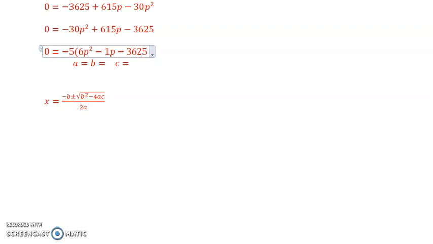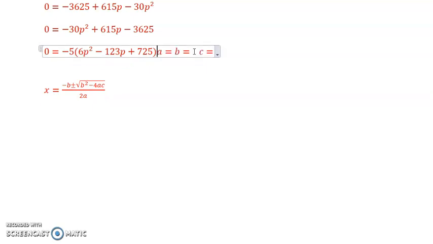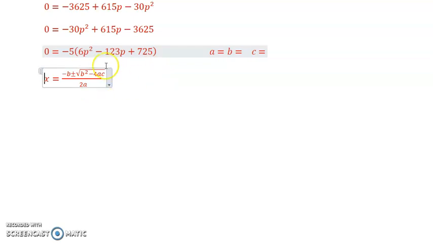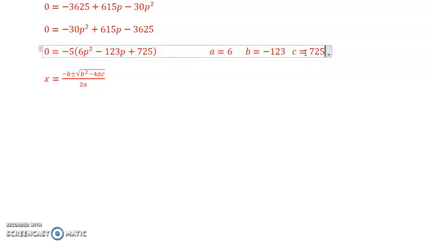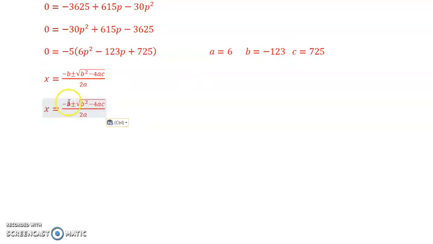minus 123p plus 725. Right, so I factor a GCF here. Again, this is just going to make your life a little easier, right? And what you can do is you can have an A value of 6 instead, a B value of negative 123, and a C value of 725. Now again, if you didn't recognize to factor out the negative 5, that's fine, it'll still work, just your numbers are going to be a little larger, that's all. But your X values will end up being the same, okay?